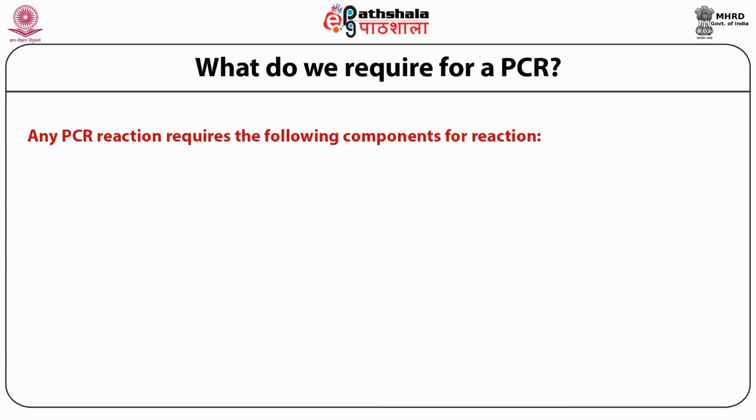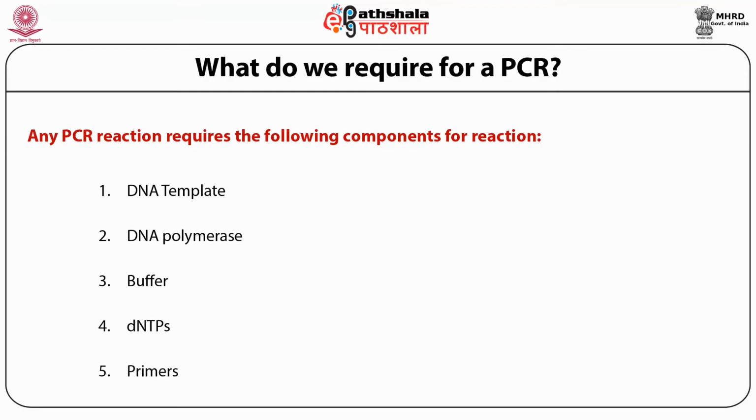For quick cooling and heating of the reaction mixture in low volumes in plastic tubes, machines are available, and these are called thermocycler or PCR machines. Let us know what are the various requirements for the PCR. We require DNA template, DNA polymerase, buffer, deoxy NTPs, primers, dispensers, and thermal cycler.